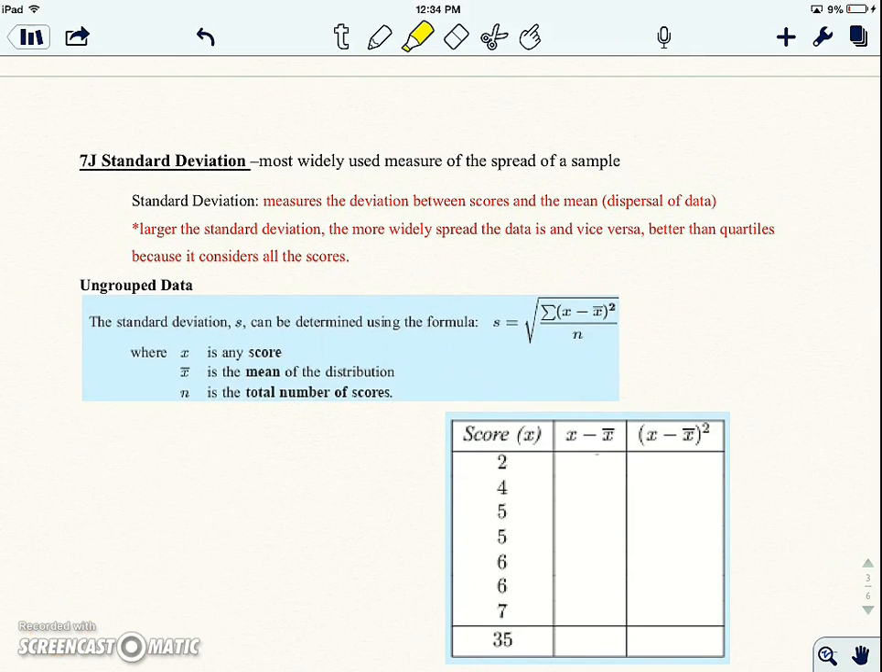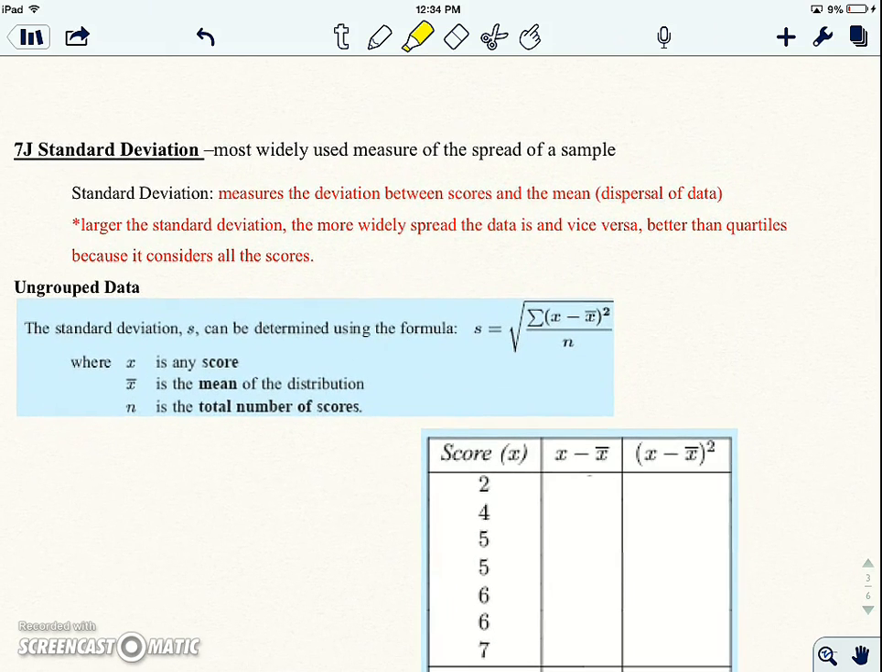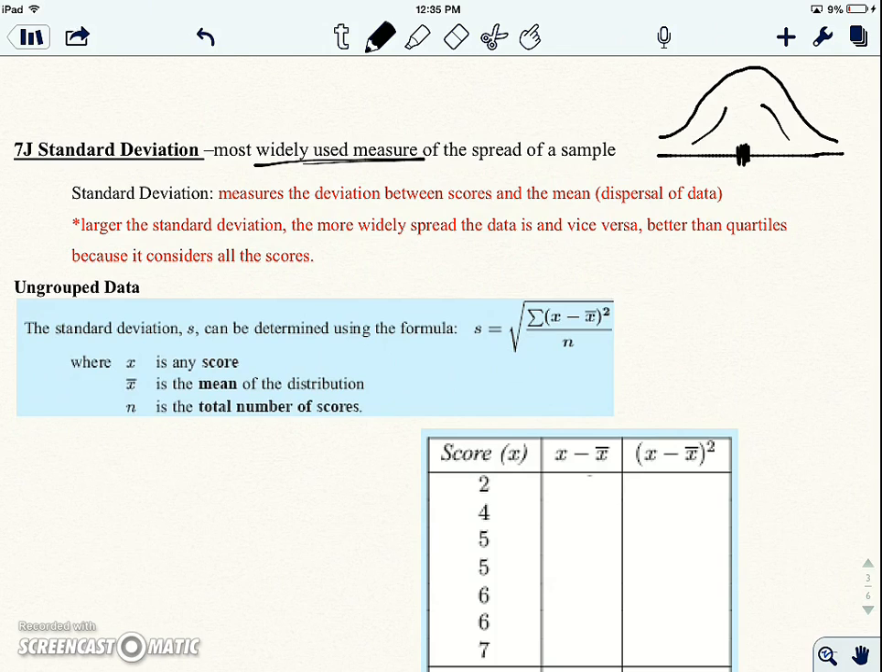Okay, this is the last part of the statistics unit, 7J, standard deviation. Standard deviation is the most widely used measure of spread of a sample. That is because a lot of real-world data comes out in kind of a normal shape, where the most popular values are right in the middle and then it curves out. And this bell shape works really well with standard deviation, so that's why we use it the most in the real world.